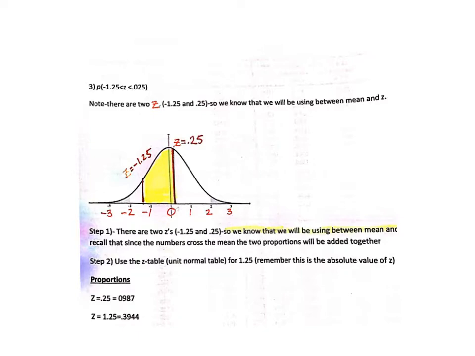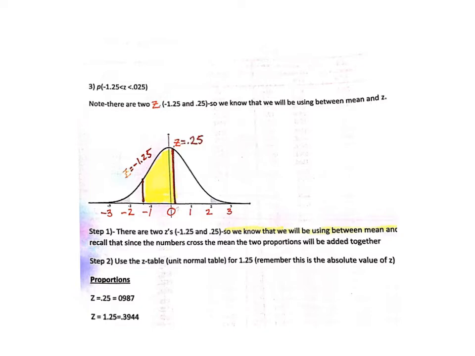So the first thing you would do in order to find this is make a distribution. The mean is still 0. We have positive 1, positive 2, positive 3, negative 1, negative 2, negative 3. Always remember that when we're talking about a z-distribution, the mean is always equal to 0 and the standard deviation is equal to 1. Now, because there are two z's, we know that we're going to be using mean and z. So you recall that when the numbers cross the mean, two proportions are going to be added together.